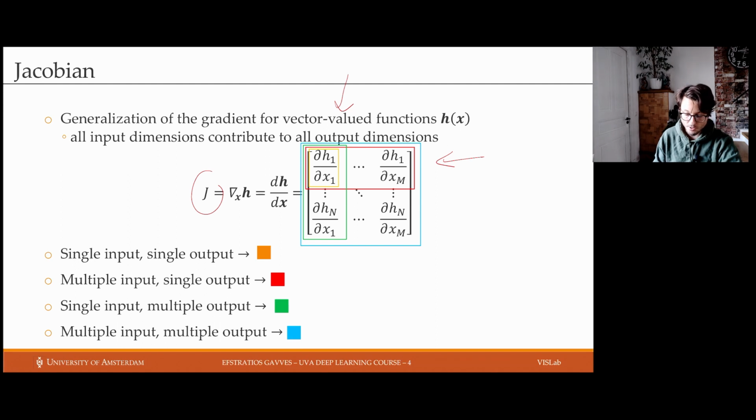It is a generalization because when we have a single input and a single output, we just have the top left corner. If we have multiple inputs and a single output, then we've got the gradient in one row. And with multiple inputs and multiple outputs, we have the standard Jacobian.